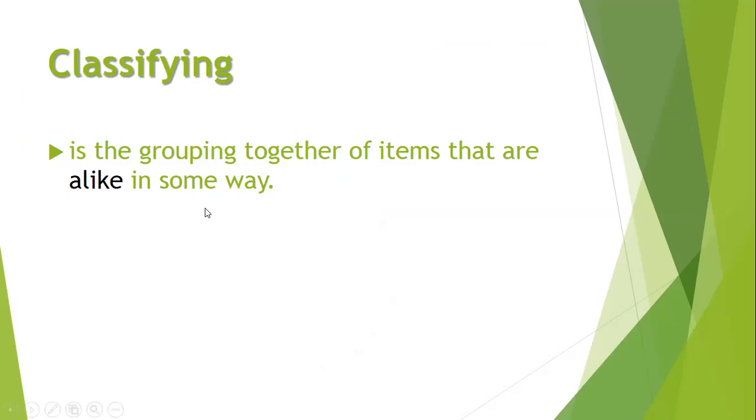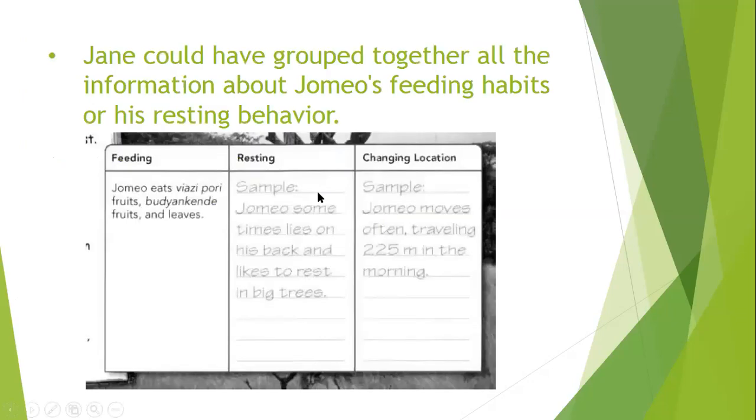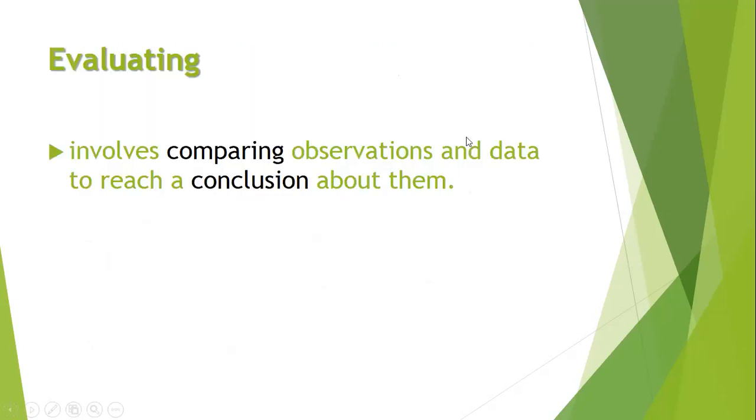Classifying, guys, is like grouping items that are alike, similar to each other. So Jane could have grouped together all the information about Jumio's feeding habits or resting habits. She started to group them by resting and feeding, and according to location. So that's grouping, guys, according to the habits they have.